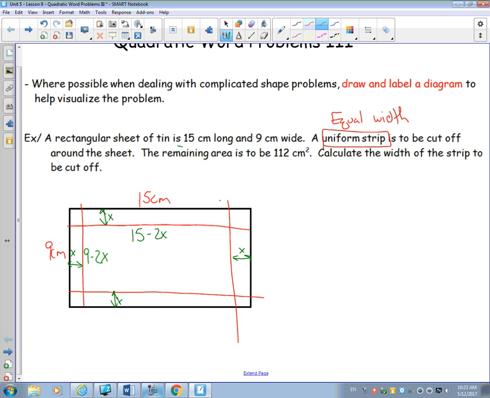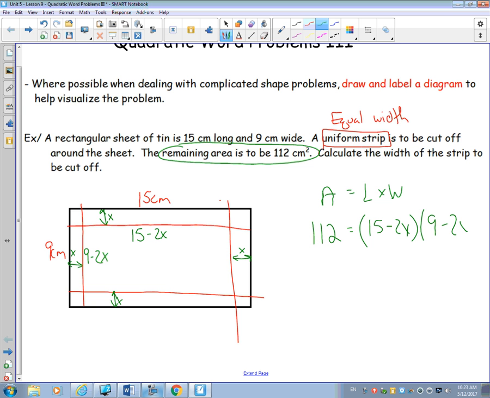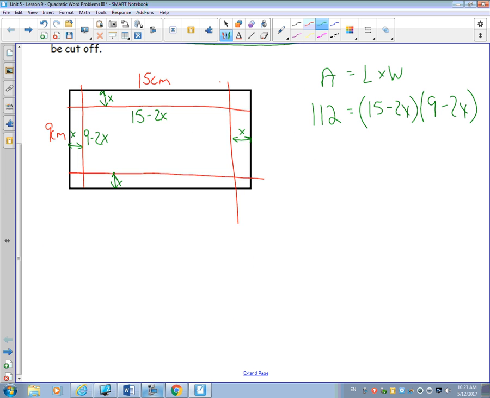They tell us in the question the remaining area is 112. And now the area is length times width. Well, if I know the area is 112, and I know that the length, which used to be 15, has lost an x from each side, and the width, which used to be 9, has lost an x from each side, I can make an equation. And to solve equations under quadratics, I have to make it equal to 0 and put it in standard form.